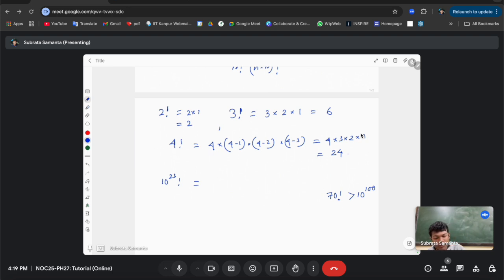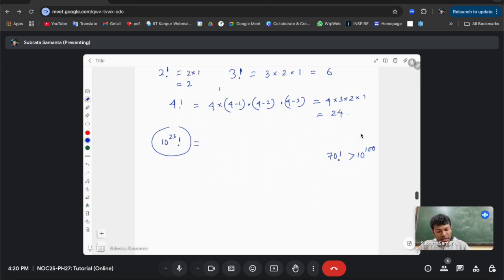Now if you want to compute the factorial of 10 to the power 23, how do you compute this? This is a very large number, and in your thermal physics problems, this kind of factorial comes into the picture. So how do you compute these things? That is one of the very challenging tasks, because if you use any calculator, there is an overflow error, so you cannot compute above 70 or 100 factorial. It's a very huge number.